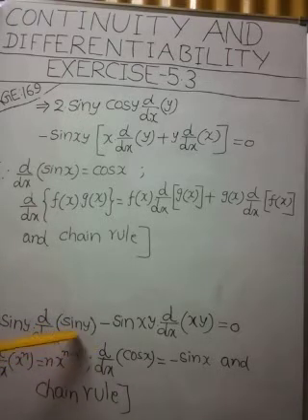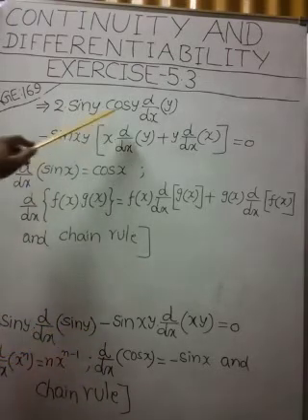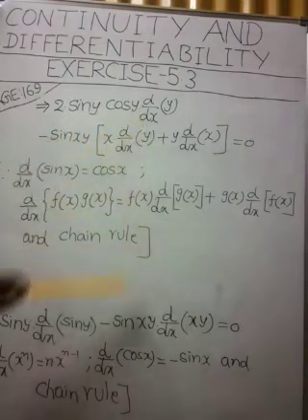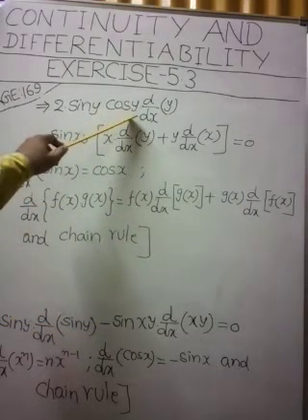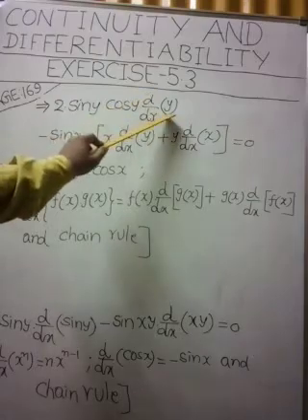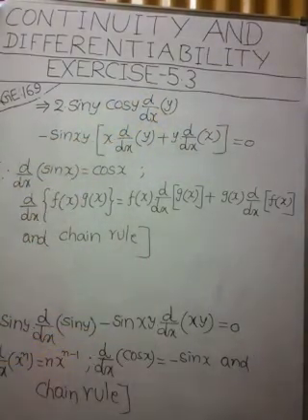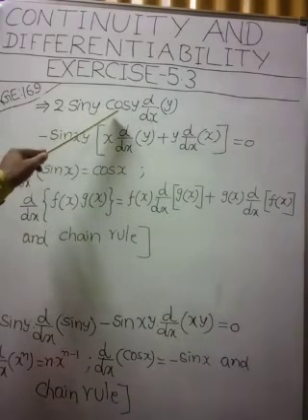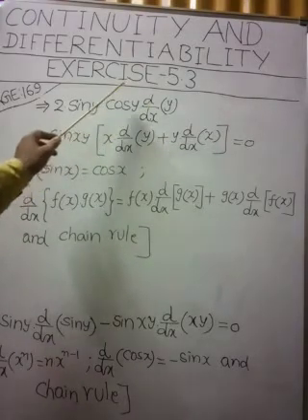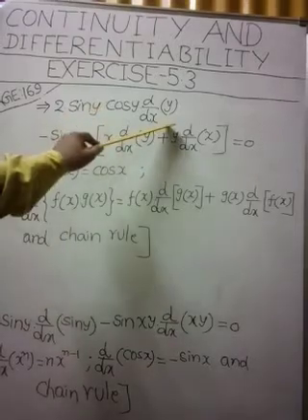So d by dx of sin x is equal to cos x. So cos x means here cos y only. We are using the chain rule, so into d by dx of y, because we assumed here y as x in our mind. We used here the chain rule. Okay, my dear children, understood this part, my dear children?